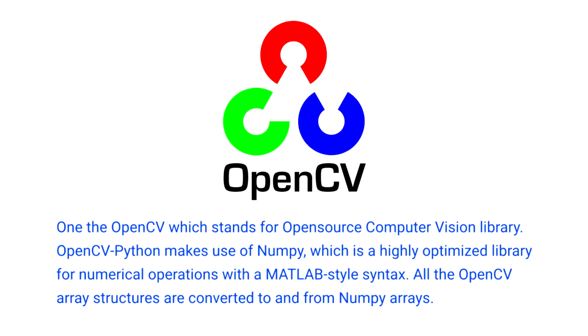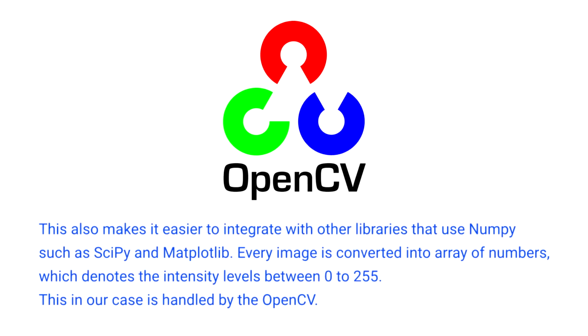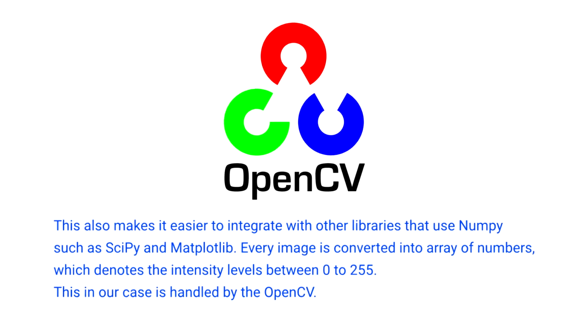For hardware implementation we have used two major open source technologies. One, OpenCV, which stands for Open Source Computer Vision Library. OpenCV Python makes use of NumPy, which is an optimized library for numerical operations with a MATLAB-style syntax. All the OpenCV array structures are converted to and from NumPy arrays. This also makes it easier to integrate with other libraries that use NumPy, such as SciPy and Matplotlib. Every image is converted into an array of numbers which denotes the intensity levels between 0 and 255. This in our case is handled by OpenCV.